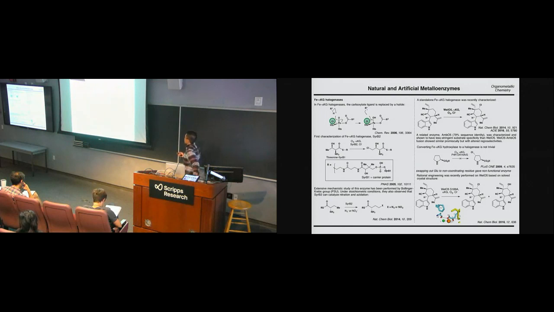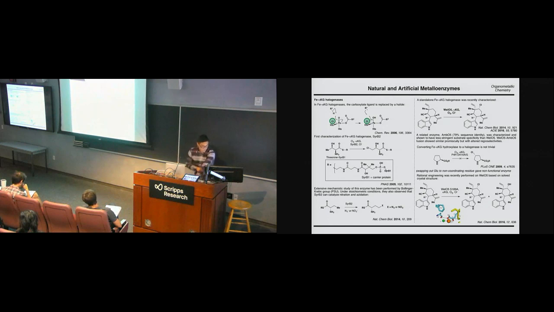This is work that was studied pretty extensively by Ronald Raines in this paper, where they show that if you just simply mutate the carboxylate to alanine or glycine, you would actually get a non-functional enzyme that cannot do either hydroxylation or chlorination.